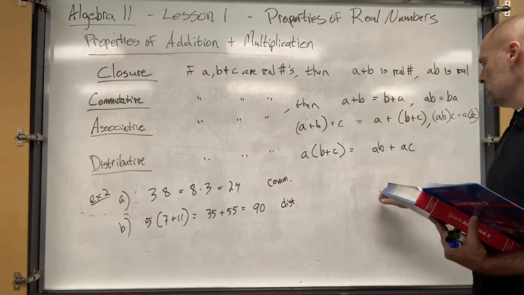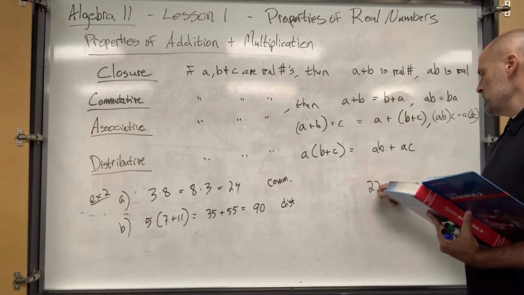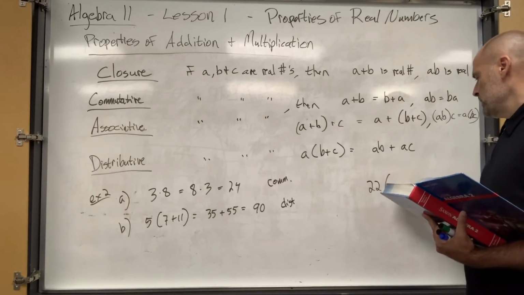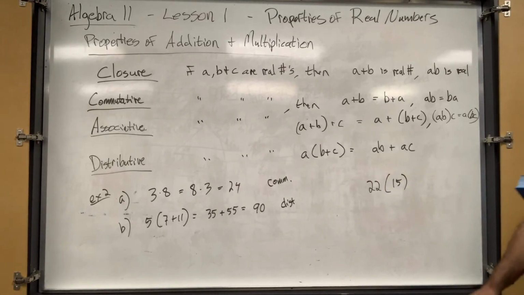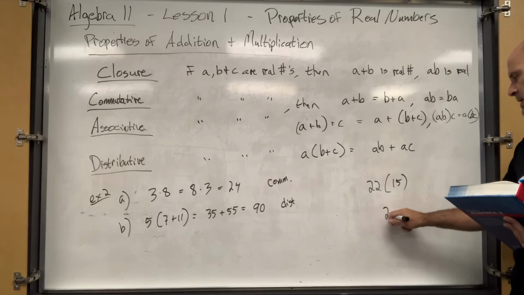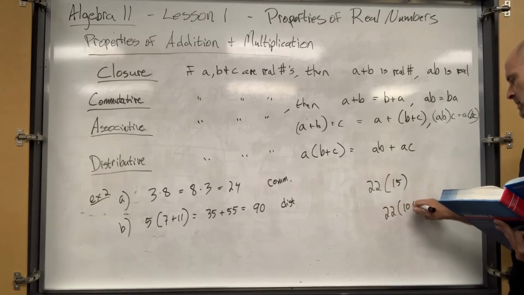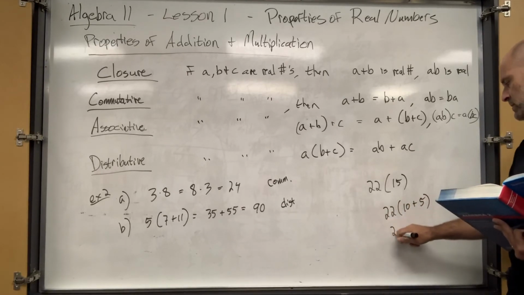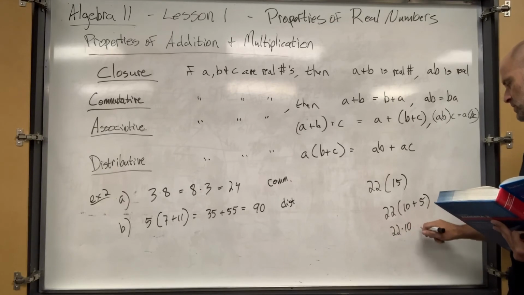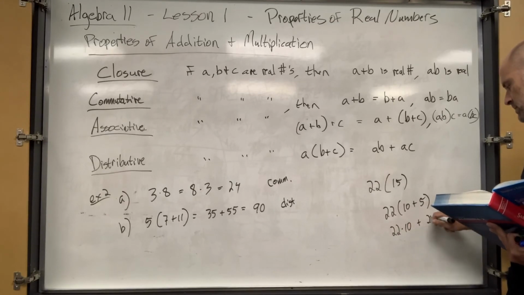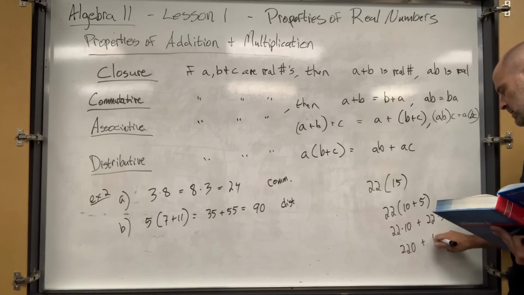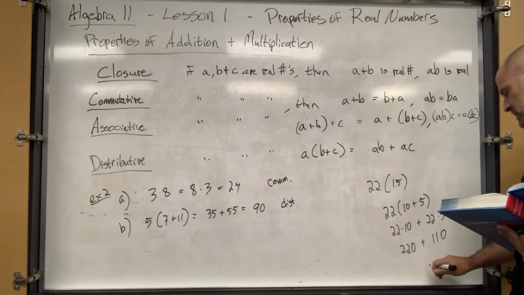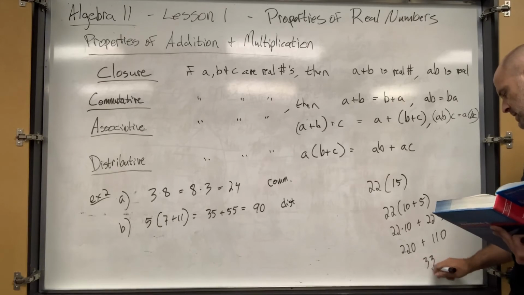But here's a little trick. 22 times 15. That's kind of hard to do. You know what I do? 22 times 10 and 22 times 5. What's 22 times 10? 220. What's half of 220? 110. So then you get 330.